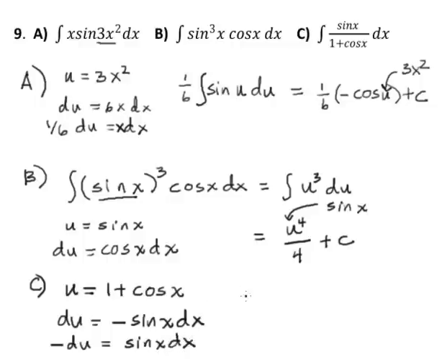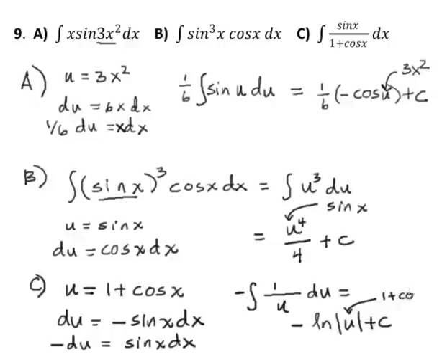So doing our substitution, I'll put the negative on the outside. We have minus du for sine x dx and u in the denominator. So this is a simple log. Don't forget the minus sign in front, and I'll let you substitute back u equal to 1 plus cosine x.